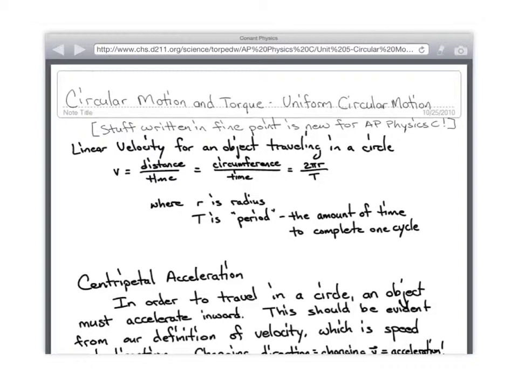Which way are you going to push it? To the side. I thought you were trying to make it go in a circle. Why are you pushing it to the center? But you'll see, all the force. Centripetal force.